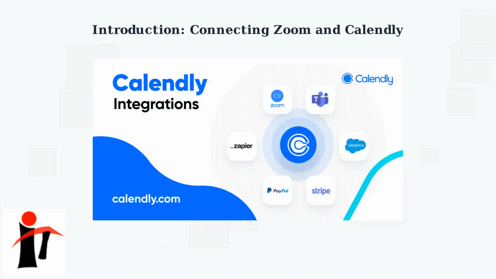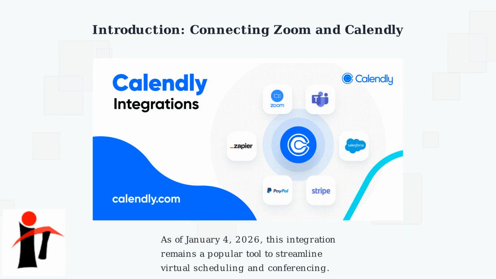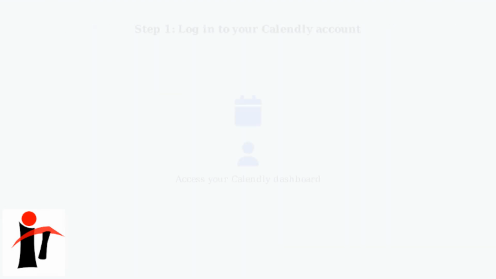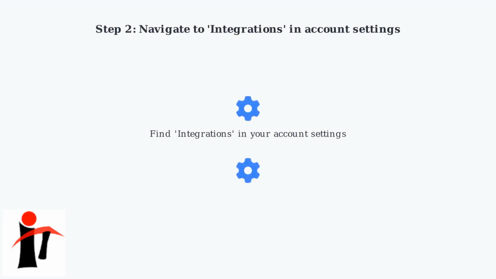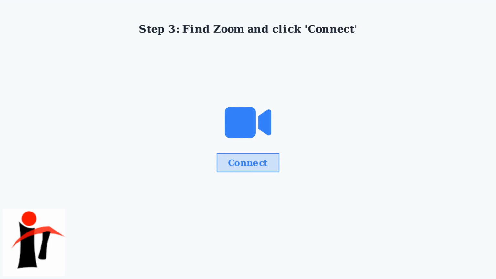As of January 4th, 2026, this integration remains a popular tool to streamline virtual scheduling and conferencing. First, log into your Calendly account using your credentials to access the dashboard. Navigate to Integrations in your account settings to manage third-party connections. Find Zoom in the Integrations list and click Connect to begin the authorization process.